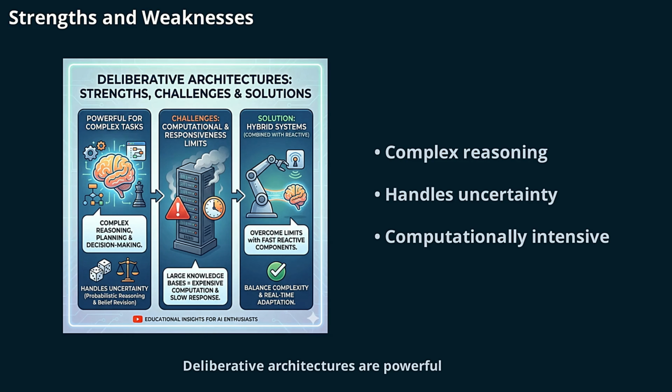Deliberative architectures are powerful for tasks involving complex reasoning, planning, and decision-making. They can handle uncertainty using probabilistic reasoning and belief revision. However, maintaining and reasoning over large knowledge bases can be computationally expensive, limiting their responsiveness in dynamic environments. To overcome these challenges, deliberative architectures are often combined with reactive components in hybrid systems.